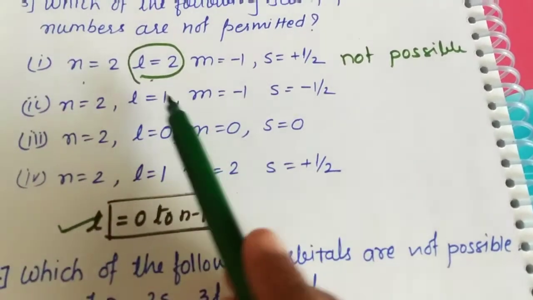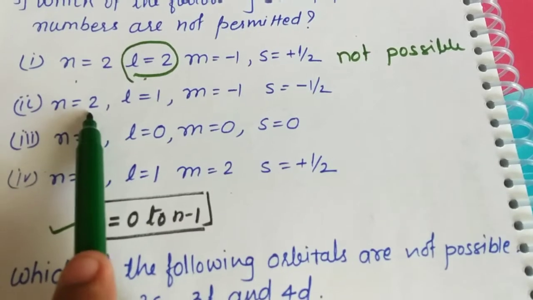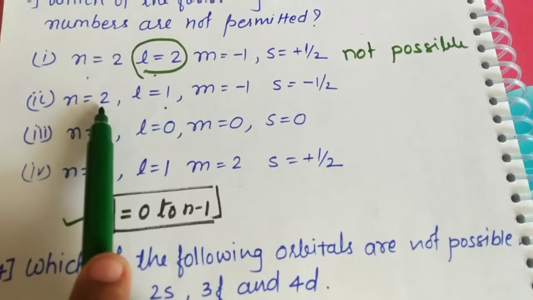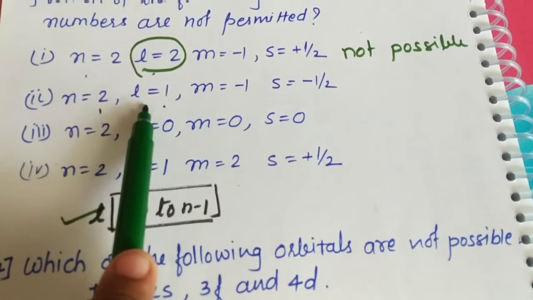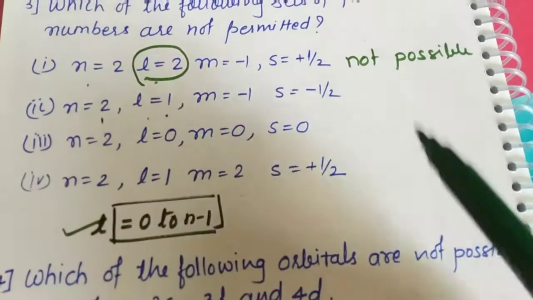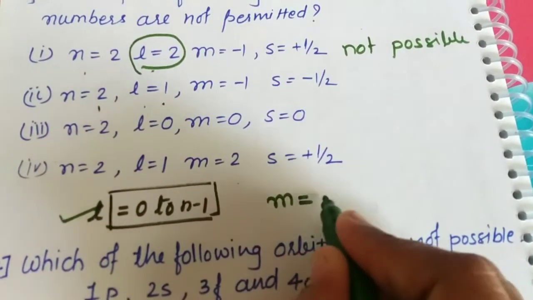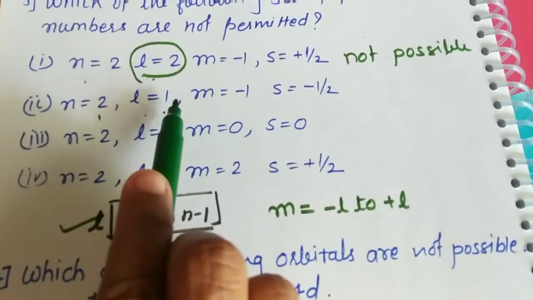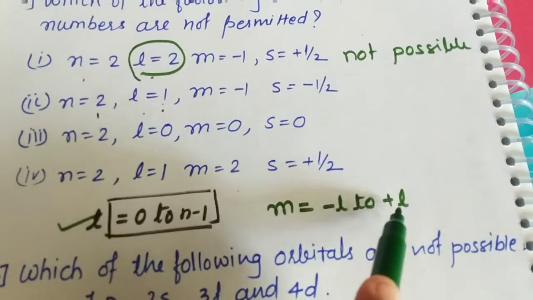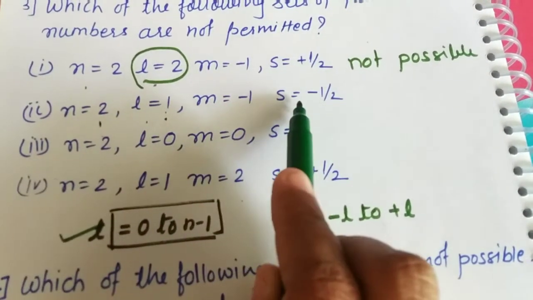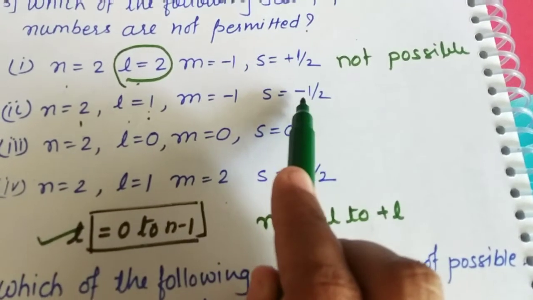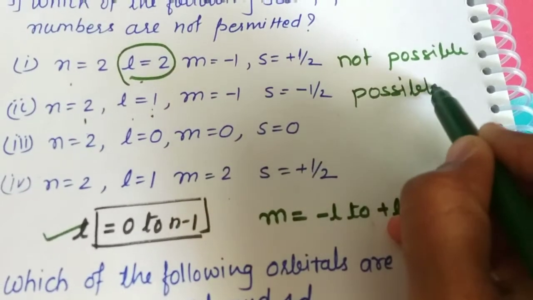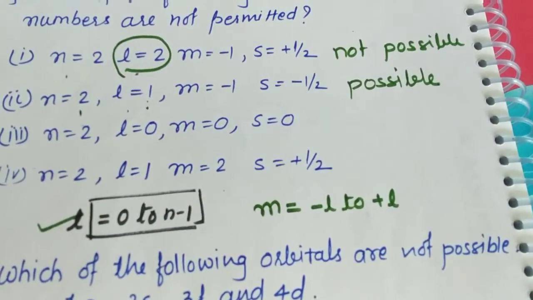Now let's see the next. In the next one, n is equal to 2, correct. L is equal to 1. So we can say that yes, it is less than the principal quantum number, so it is also correct. Now see how we can calculate the value of m. Value of m is minus L to plus L. So minus L is minus 1, so minus 1 to plus 1. So this is also correct, and we know that for S the values are always plus 1 by 2 and minus 1 by 2. That's why this set is possible. Are you understanding, students? Okay then.